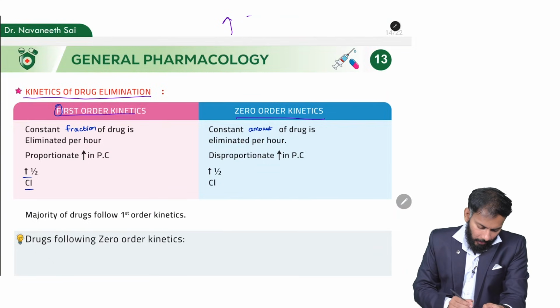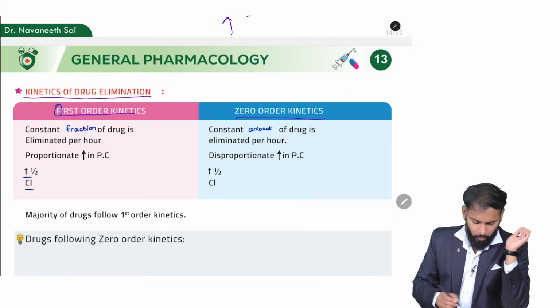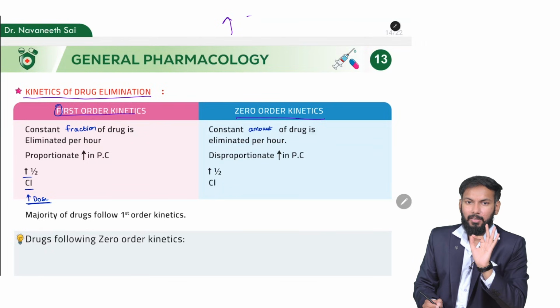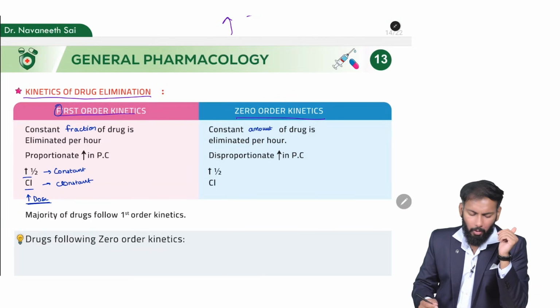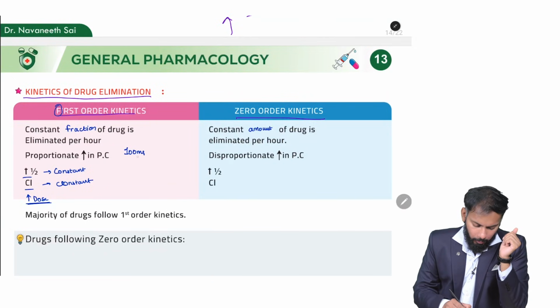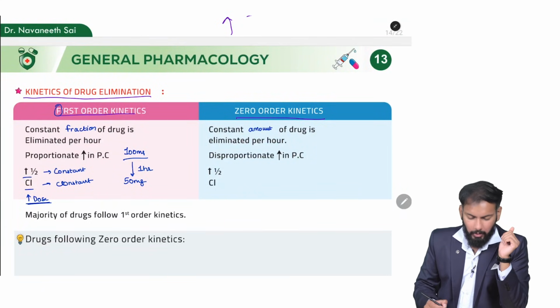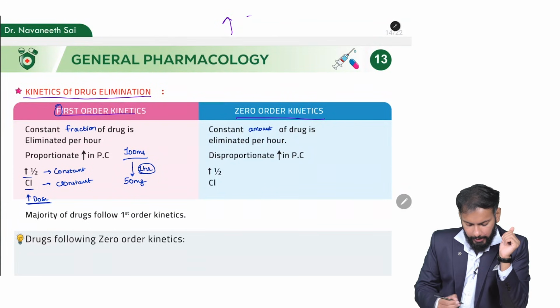So, what will happen to T half and clearance? Let us suppose we increase the dose. Even if we increase the dose, a constant amount will be excreted. That is why T half will remain constant and clearance will also remain constant. How? Let us take an example. Let us suppose there is a 100 mg drug and 50 milligram is excreted or cleared. How much will remain? 50 milligram in 1 hour. Exactly half is removed. So, this is what is T half.